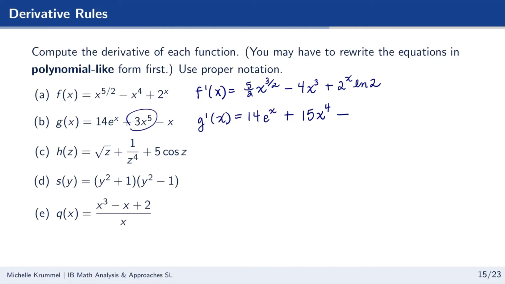Minus the derivative of x is 1. We sort of need the constant multiple rule, maybe. You can think of it as the sum difference rule as well. But the derivative of x is 1.